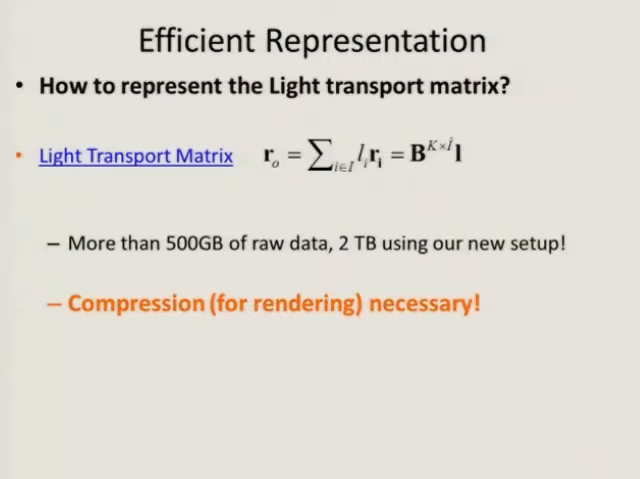Okay. What about the efficient representation? If we look at this light transport matrix, and that's what we heard from you, it's a huge matrix for one image. If you have thousands of images, then it's very large. In our new setup, we generate 2 terabytes of data, and therefore we need, of course, compression.